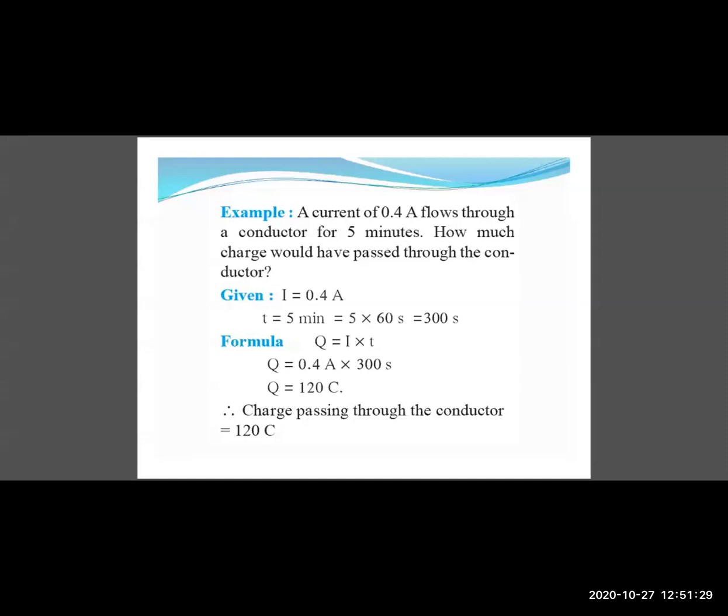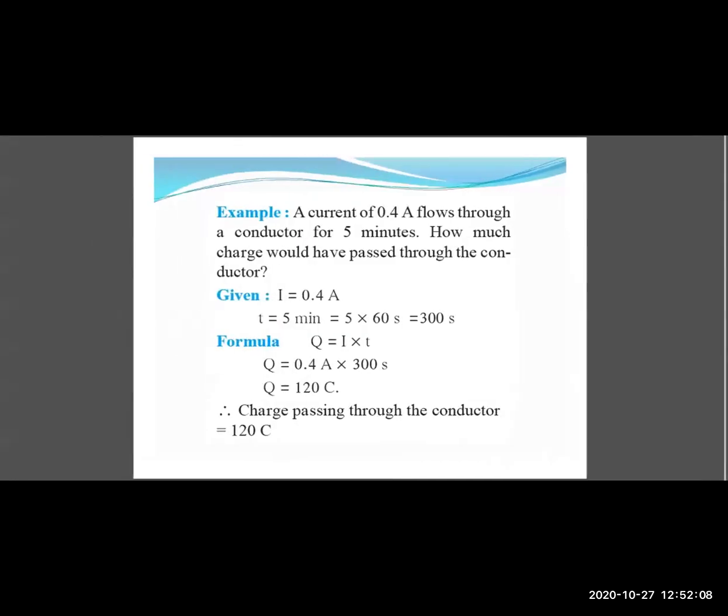Now what have they asked? How much charge would have passed through the conductor? So they have asked for the value of Q. The formula we have learned is I equals Q upon T. Rearranging, Q equals I into T. Substituting I as 0.4 amperes and time as 300 seconds, 0.4 into 300 gives 120. The unit for Q is coulombs. Therefore, the charge passing through the conductor is 120 coulombs.